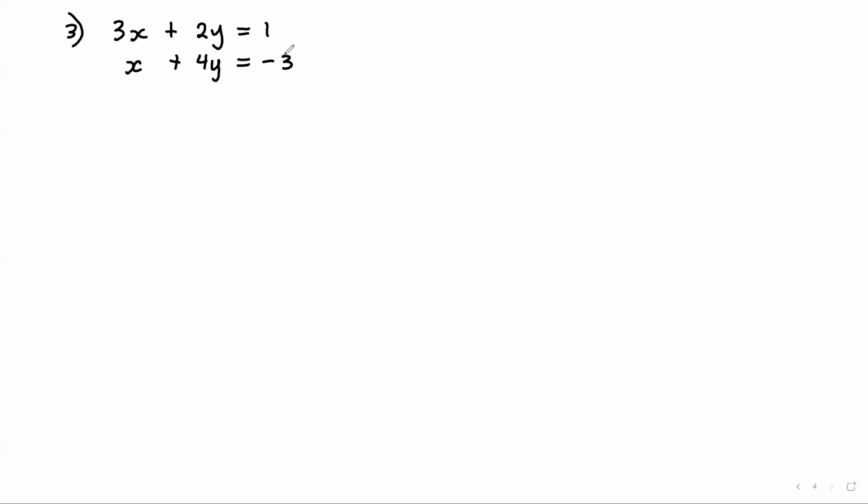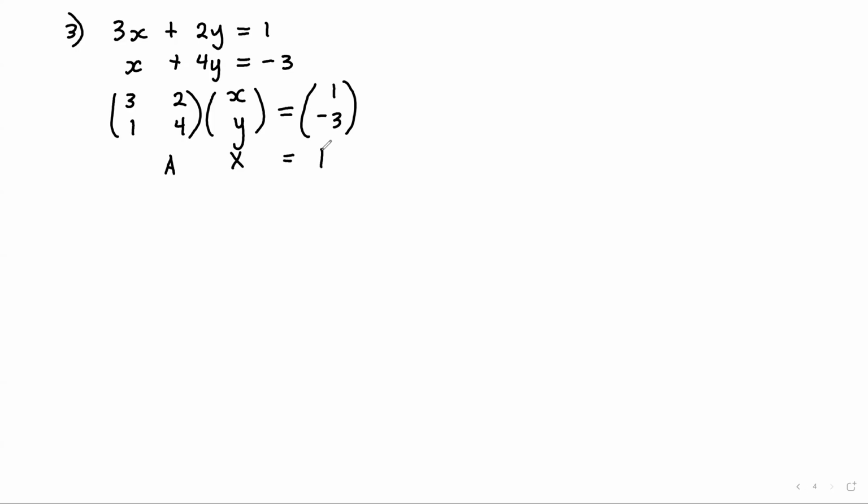First thing you need to do is get your matrix equation. So you put your coefficients in matrix form. So this will be 3, 2, then 1, 4, times x, y. And this is equal to 1, negative 3. So the first matrix here is A. The second matrix is X. And this matrix here is B. So let's call this equation 1. Now we're going to find A inverse.